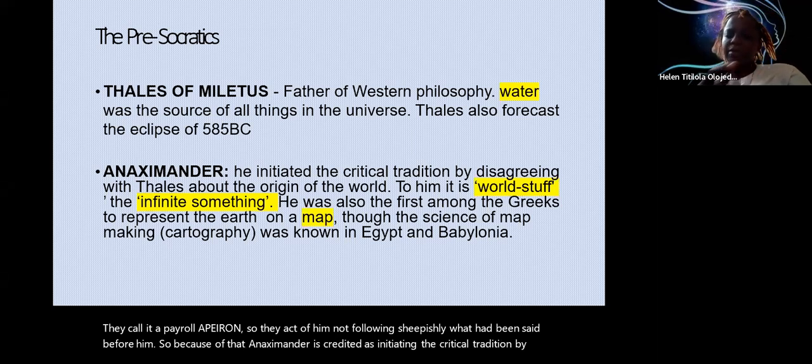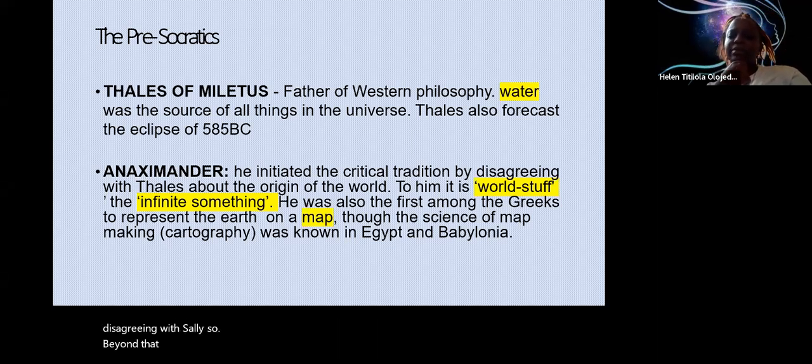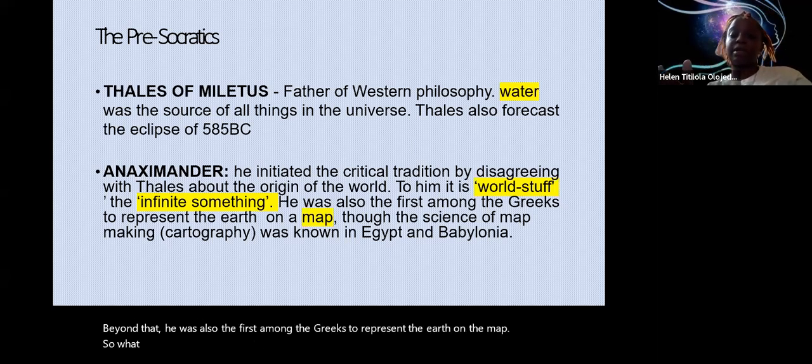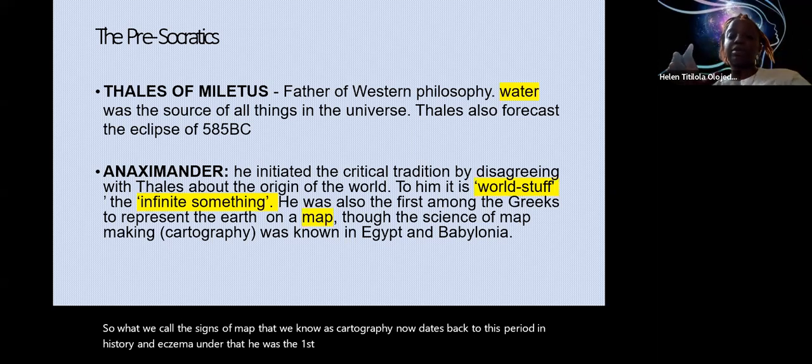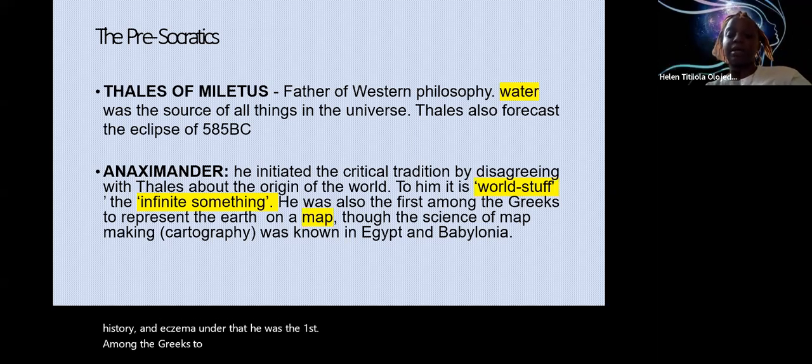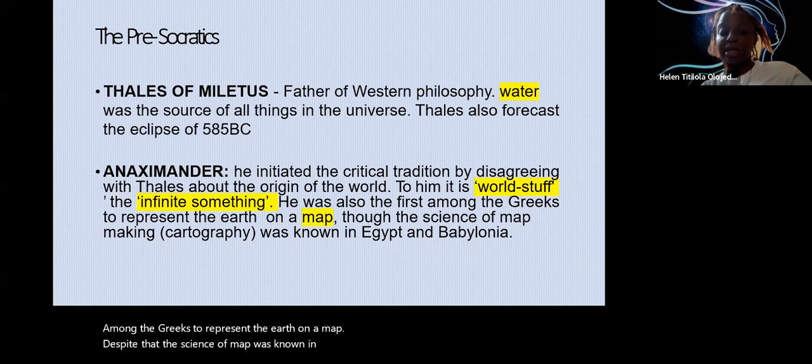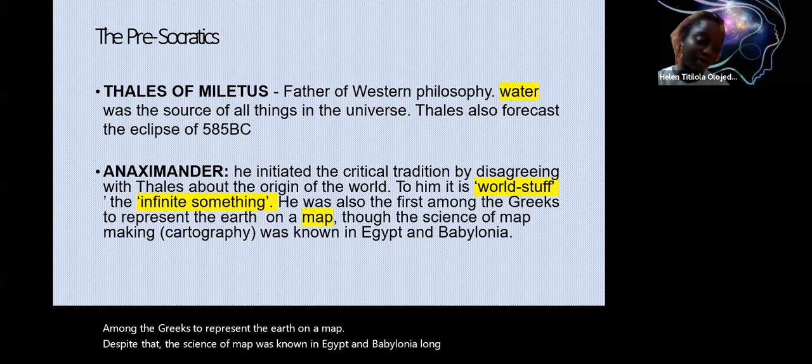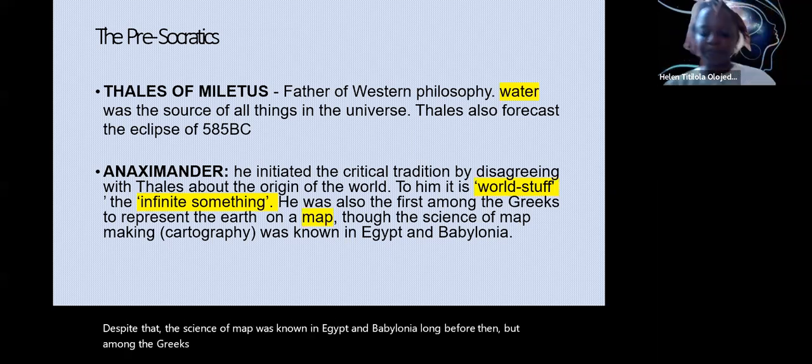Beyond that, he was also the first among the Greeks to represent the Earth on a map. So the science of maps that we know as cartography now dates back to this period in history, to Anaximander, who was the first among the Greeks to represent the Earth on a map. Despite that, the science of maps was known in Egypt and Babylonia long before then, but among the Greeks, he was the first.